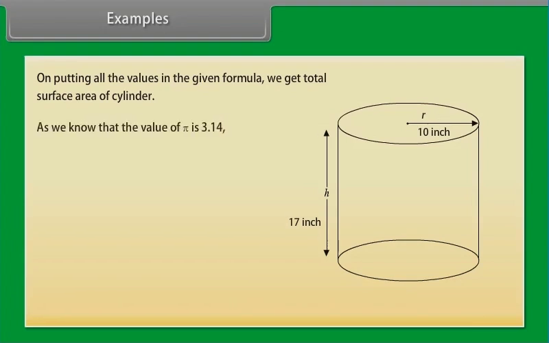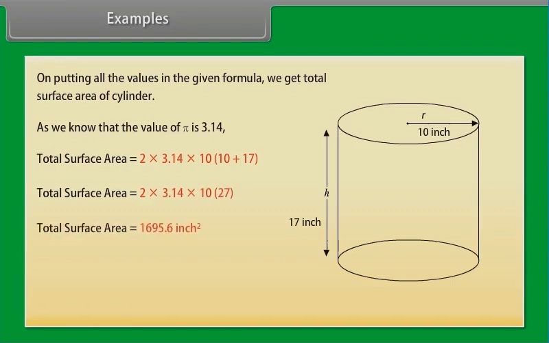As we know that the value of pi is 3.14, total surface area equals 2 into 3.14 into 10 into 10 plus 17. Solving this, we get the total surface area as 1695.6 inch square.